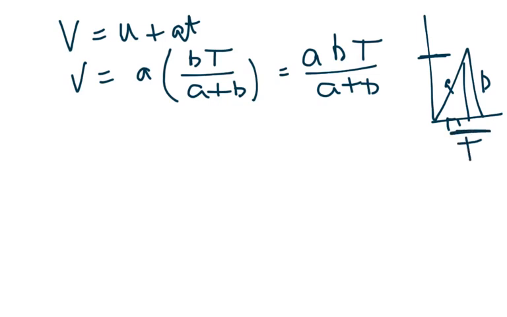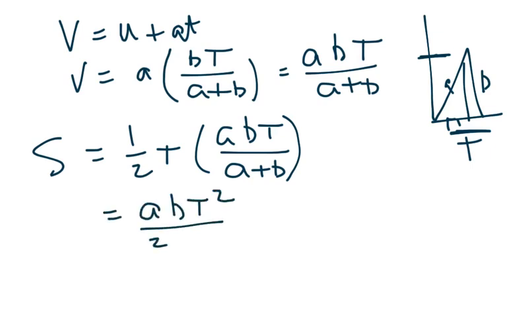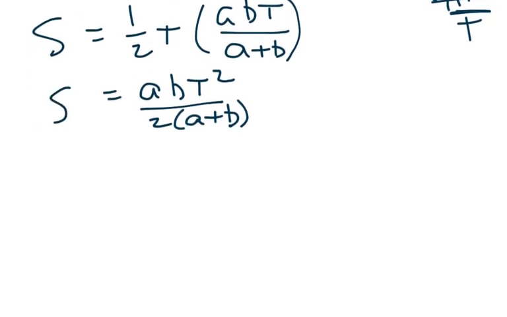So now we want to work out S. S is equal to half the base by the height, which is half of T, and the height is ABT over A plus B. And that's going to give us ABT squared over 2(A plus B). So S is equal to that.